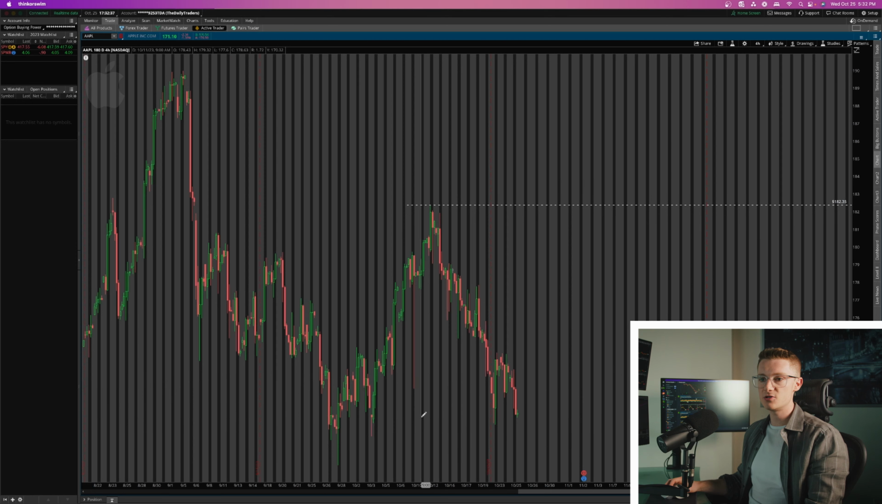Now, when it comes to support, and while still looking at the immediate trend here on the 4-hour, well, let's try to identify our support levels.